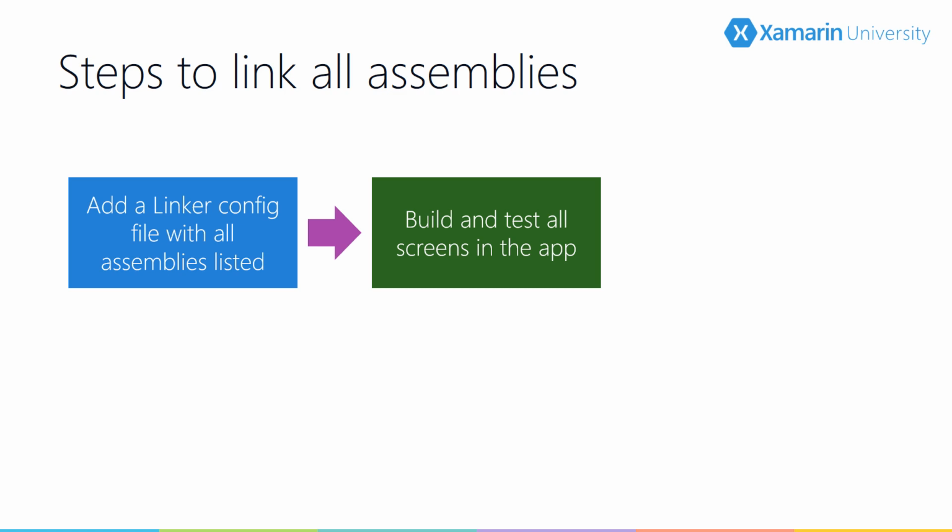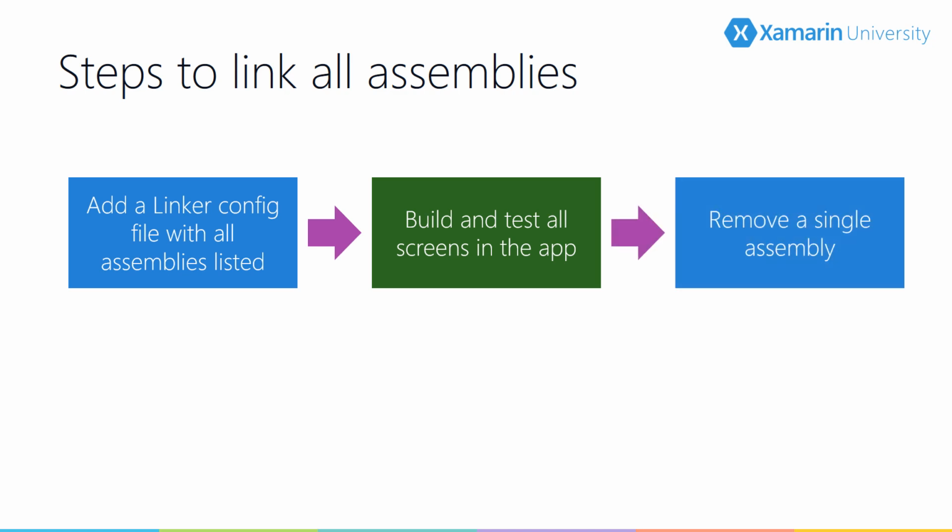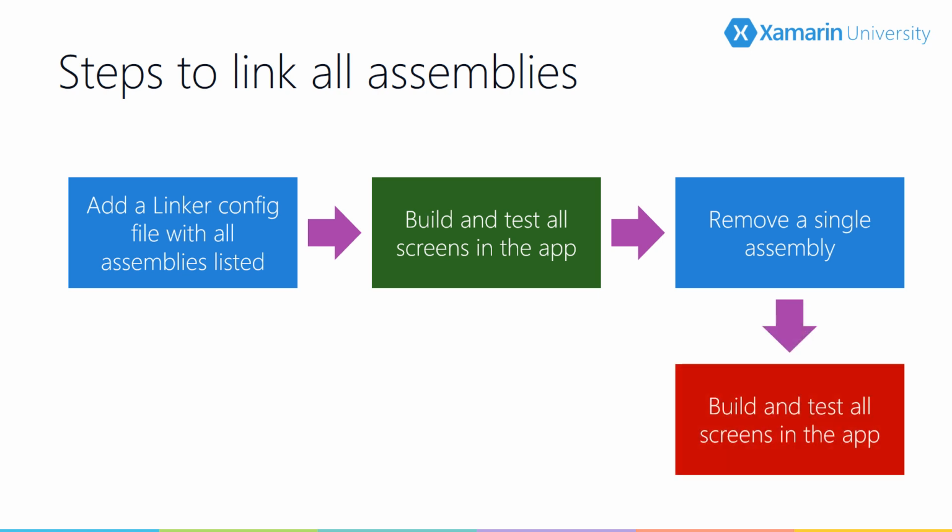And it should work because we're not throwing anything out. So if you're hitting a bug, there might be a bug in your code. It's probably not from the linker. Now, remove one assembly from your linker file so it's included by the linker. This will dump everything out of that assembly that you don't directly use. Now run the test again.